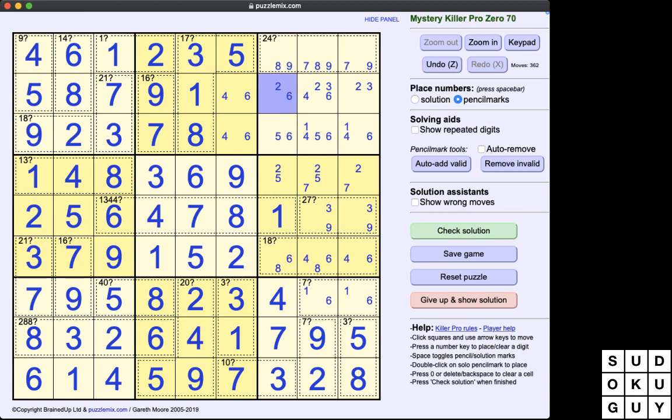Okay, there's only one spot 9 can go in this column, I do believe. No, there's only one spot 8 can go. Great, okay. This can't be a 2 because of this one.